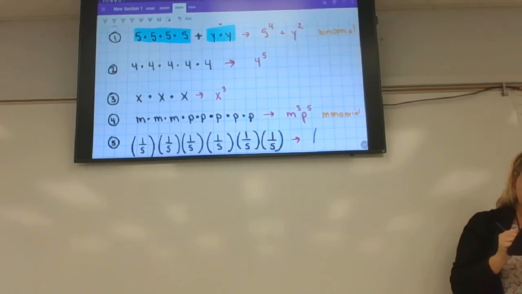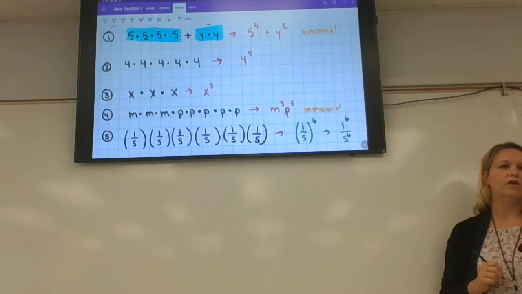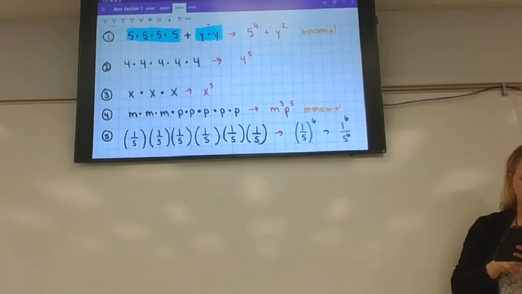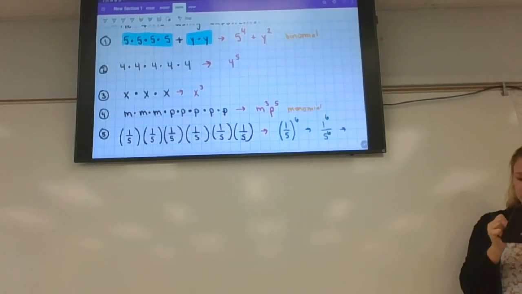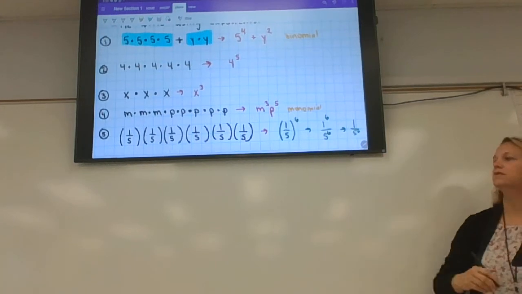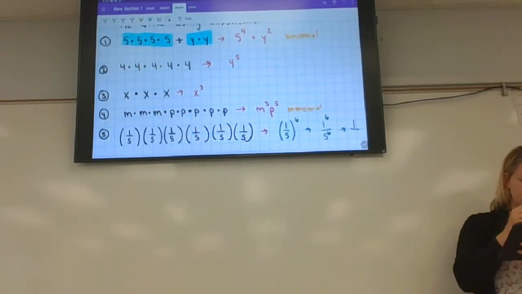And the next one, I'm going to keep the parentheses. And I'm going to do 1/5 to the 6th power. And that's the same as 1 to the 6th over 5 to the 6th. Just an FYI. That means you do the top to that exponent and the bottom to that exponent. And so 1 to the 6th has always just been 1, so 1 over 5 to the 6th is pretty good. Looks like a 56, though. 56, yeah.